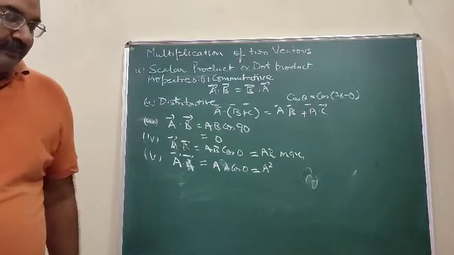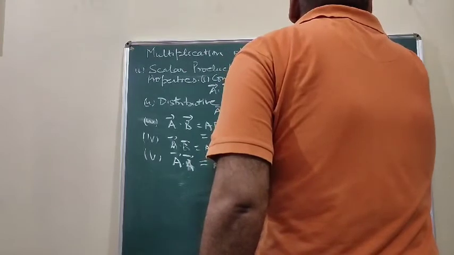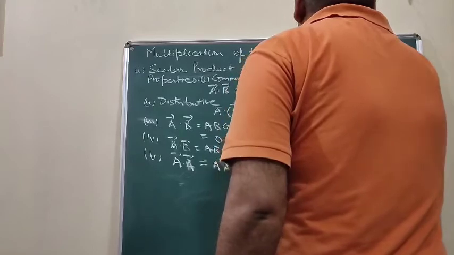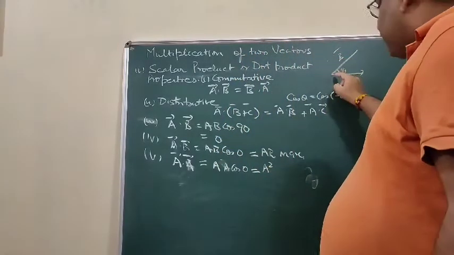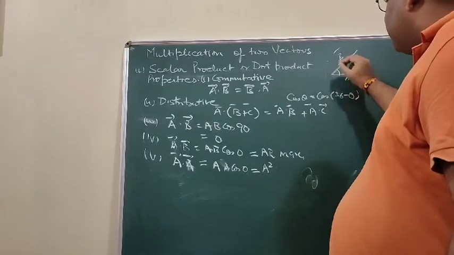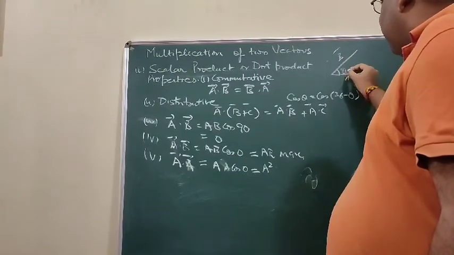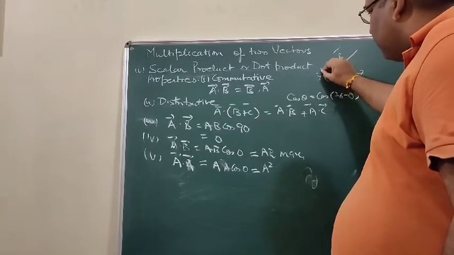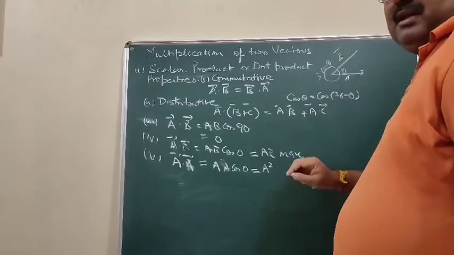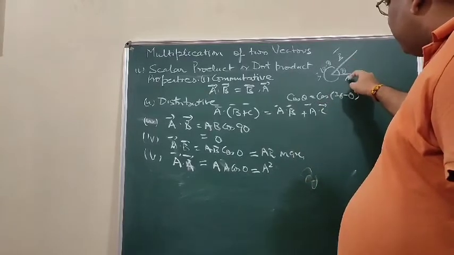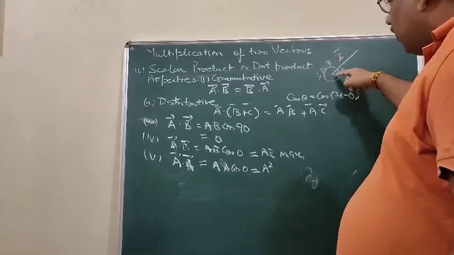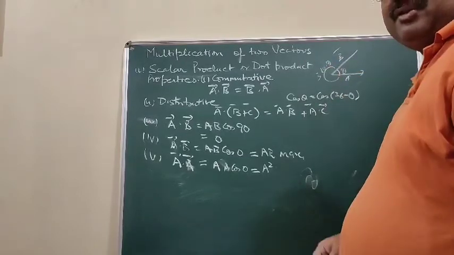I will show you this. We have vectors A and B. Angle is theta. So in A dot B, this will be theta. And if we are writing B dot A, then it will be 360 minus theta. If we take A dot B, the angle between A and B will be taken, and if we take B dot A, the angle from B to A will be taken, which will be 360 minus theta.